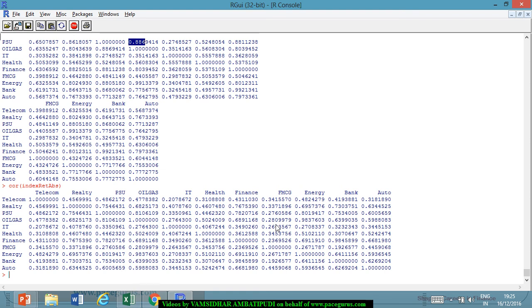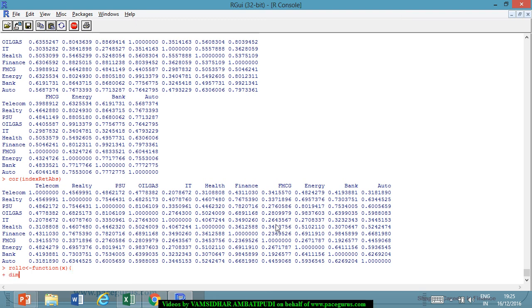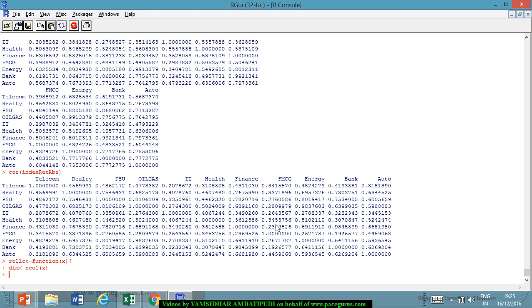Now in R, if I have to observe that kind of a rollover correlation, I really need to write some kind of a function. I'll write it as roll C, where I am talking about the rolling over of correlation. So I'll write a simple function saying the number of dimensions that I would be taking here is the number of columns of X, and for computing this rollover correlation, I'm taking the correlation of X itself.